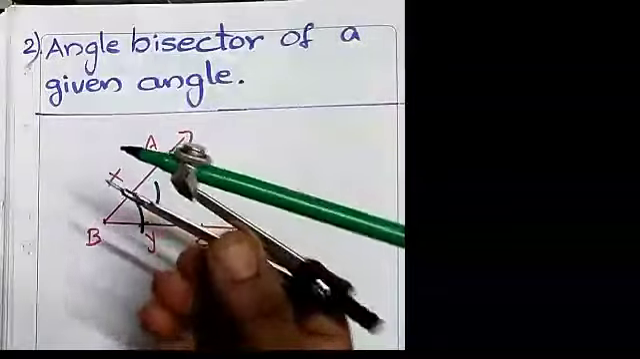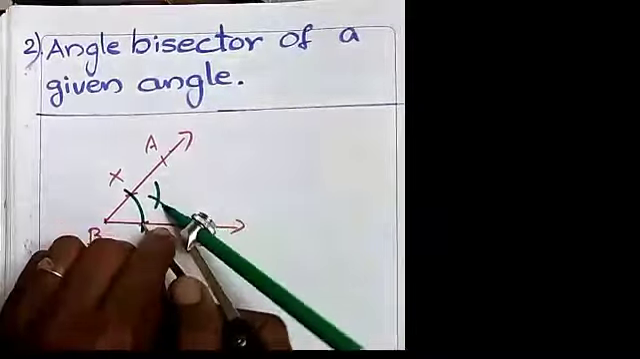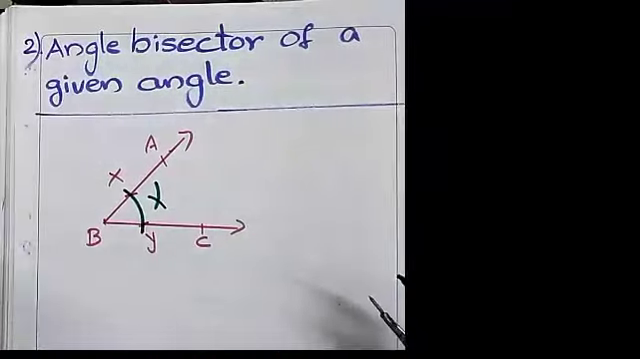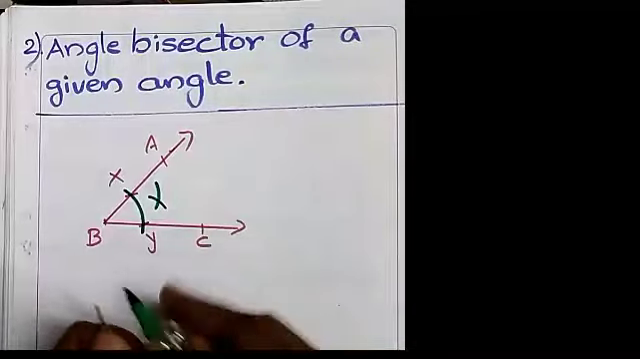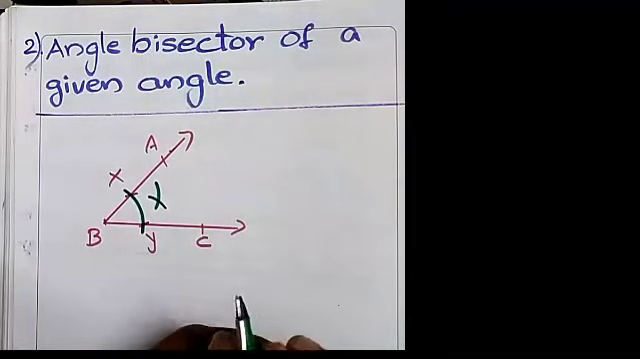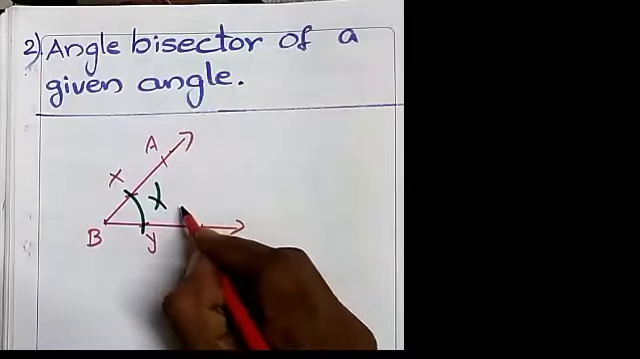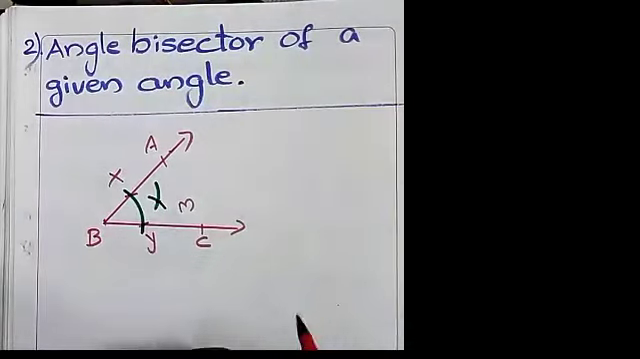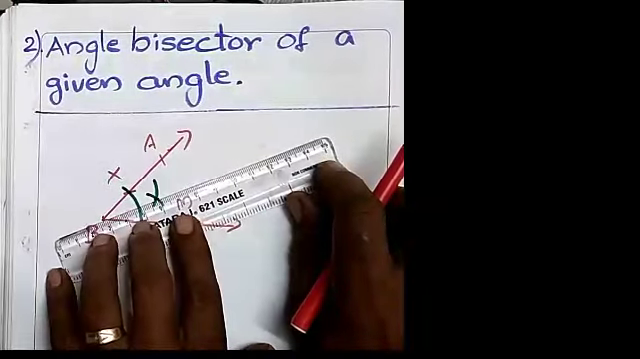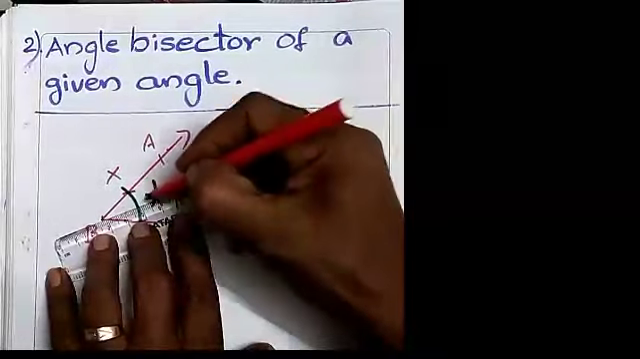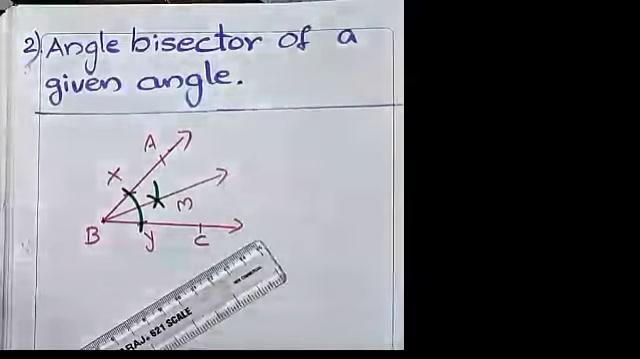The same way with the same radius, with Y as center, draw another arc. With X as center and Y as center, you are drawing two arcs. The two arcs intersect at the point M. So this point you can name as M. Now our next step is just you join B and M. So BM you are joining and extending to get this ray.